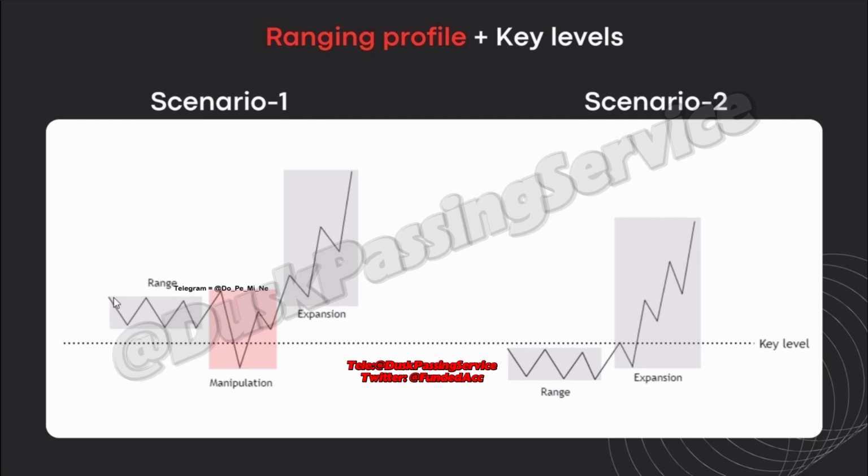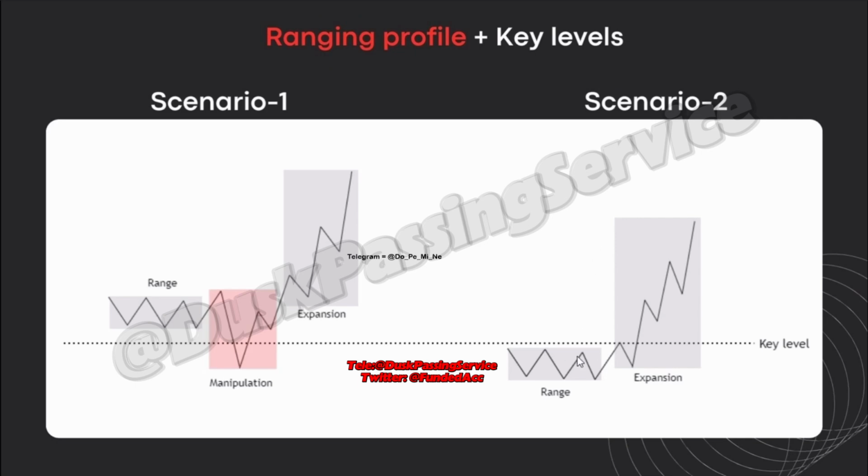Now the first scenario is when price forms a range above a key level, and you can see right here that the ranging profile has ended without that key level being tested in the ranging profile, right? So in that case, we're going to expect what? We're going to expect a manipulation profile to form, and that manipulation profile will test that key level. And once that key level is tested during the manipulation profile and it ends, we're going to wait for that manipulation profile to end. And then the only profile we can expect after a manipulation profile is what? An expansion profile in the opposite direction, right? So that was the first scenario we can have based on the combination of ranging profile and key levels.